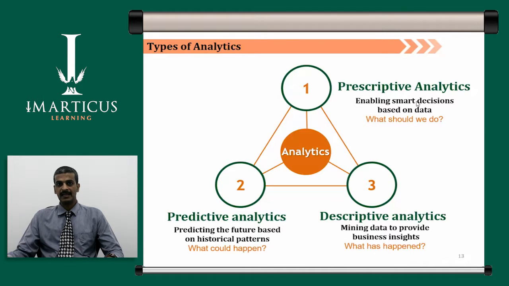Broadly, when we categorize analytics, there are 3 types: prescriptive analytics, predictive analytics, and descriptive analytics. Prescriptive analytics enables you to take smart decisions based on the current data that you have. It answers the question, what should we do? Predictive analytics predicts the future based on the historical patterns and behaviors that you have identified in your past data. It answers the question, what could happen? Descriptive analytics is all about data mining to provide meaningful business insights. It answers the question, what has happened? So broadly, we can classify analytics into these 3 categories: prescriptive, predictive, and descriptive.